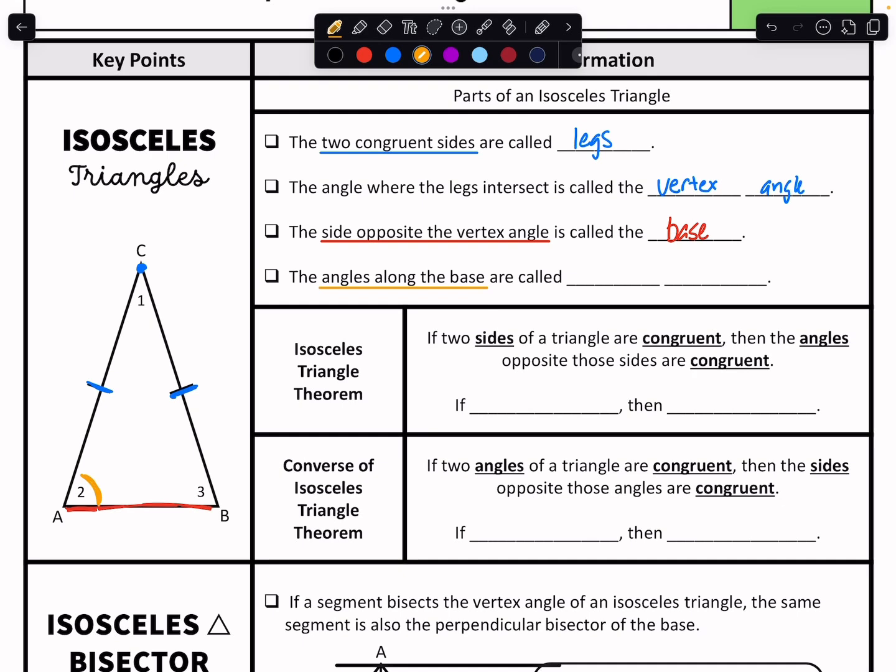The angles along the base, so in that picture it is angle A and angle B, those are called our base angles. And we're going to complete the theorem below, but knowing when we have two congruent sides is going to tell us that our base angles are also congruent to each other. So sorry, I'm just filling that in at the moment.